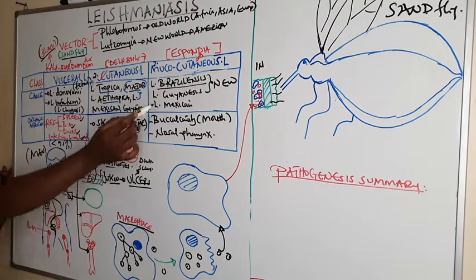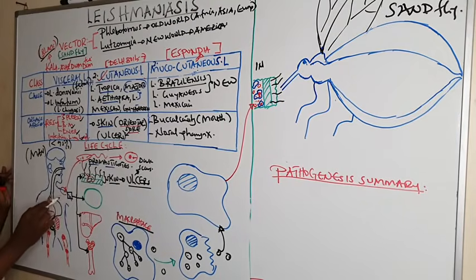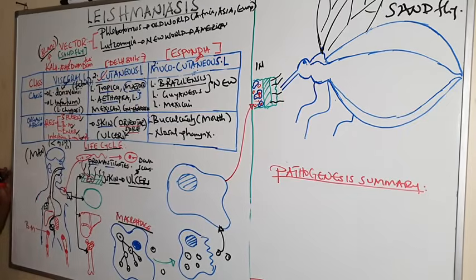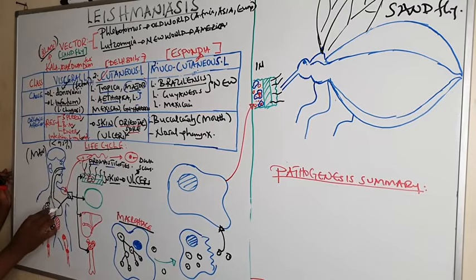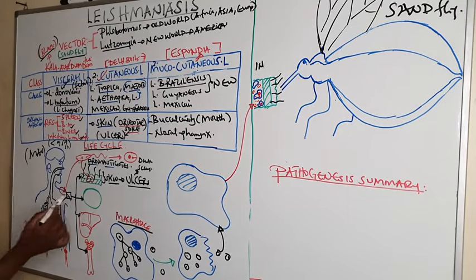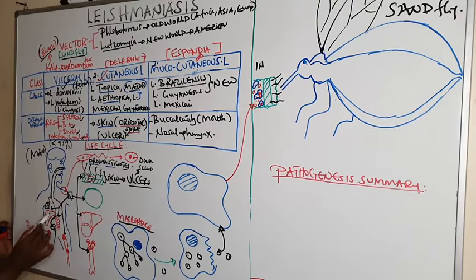Then when the infective sandfly injects these promastigotes for visceral Leishmaniasis, these promastigotes are going to be transported in the blood and go affect different reticuloendothelial systems. That is the bone marrow, the spleen, and the liver. So we are saying these infective metacyclic promastigotes, after being inoculated, are transported by blood and are going to be engulfed by the macrophages within the reticuloendothelial system. That is the liver, spleen, and the bone marrow.